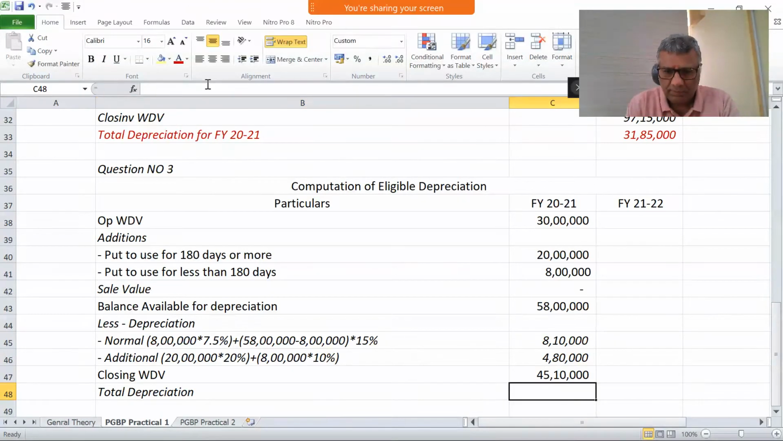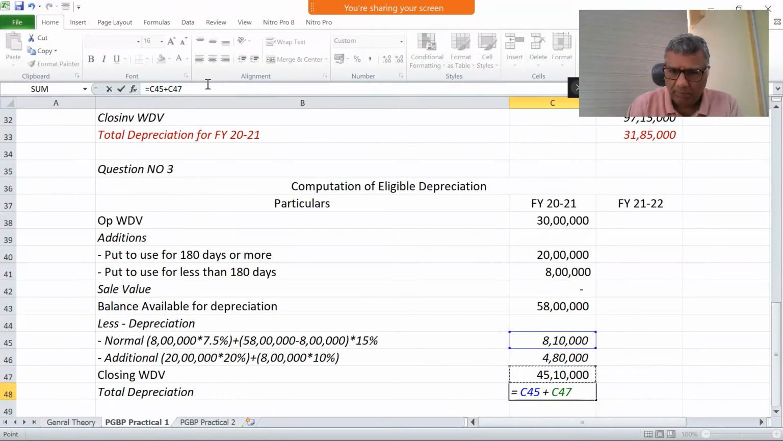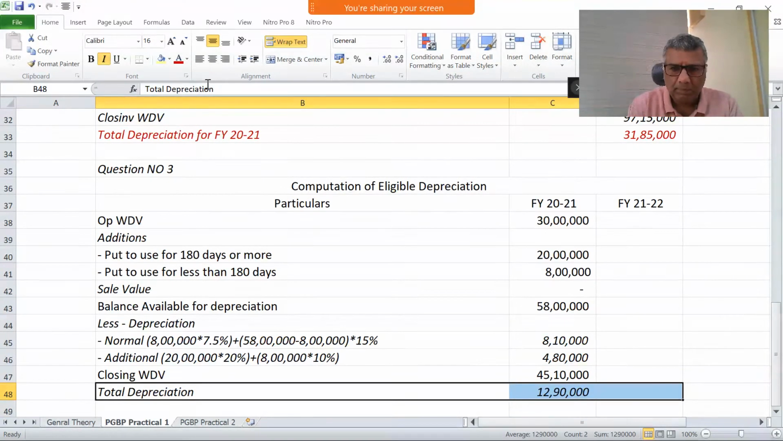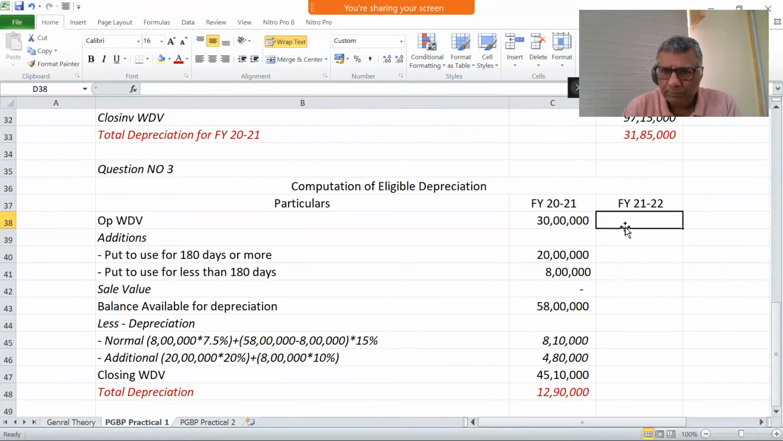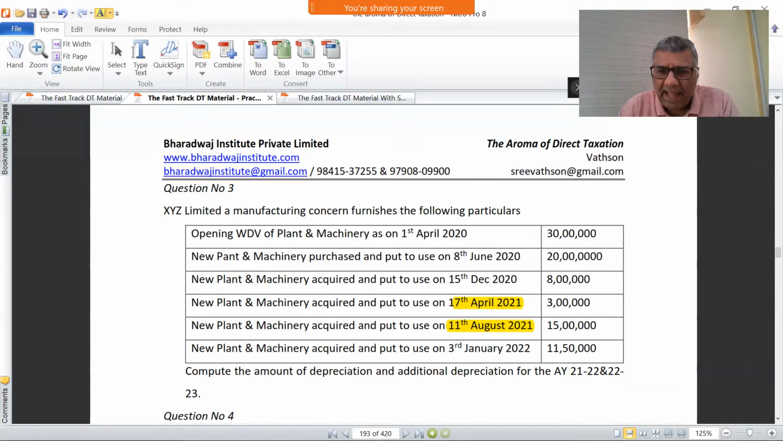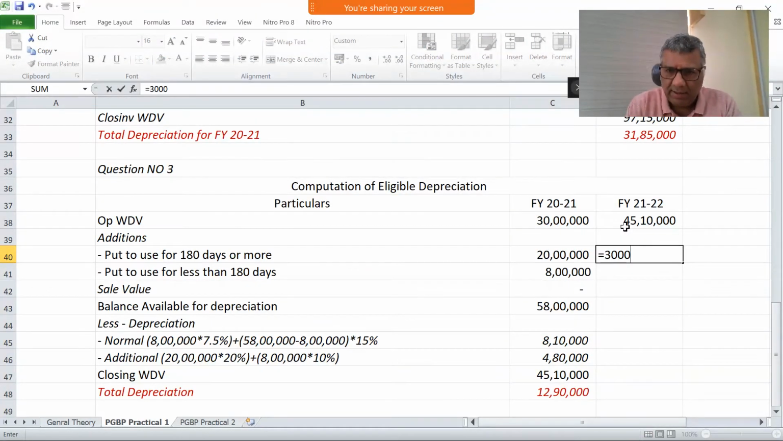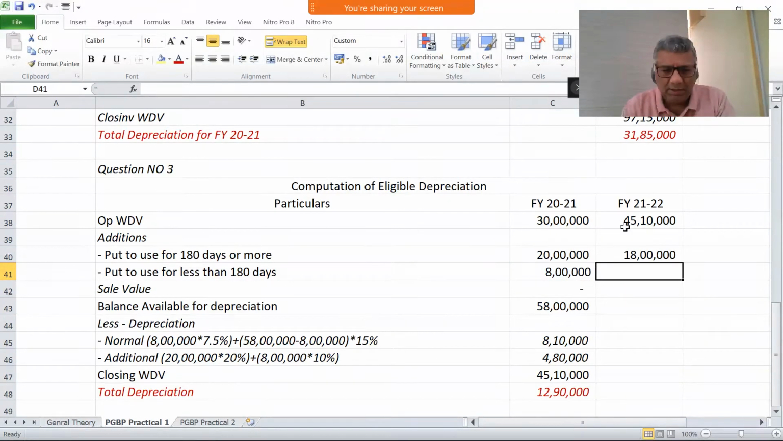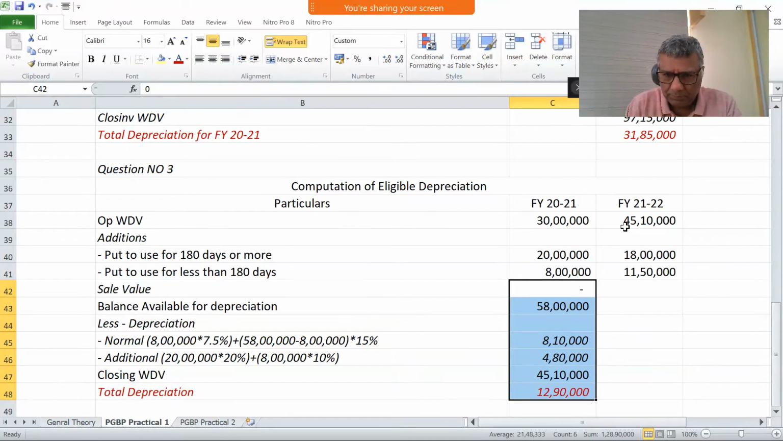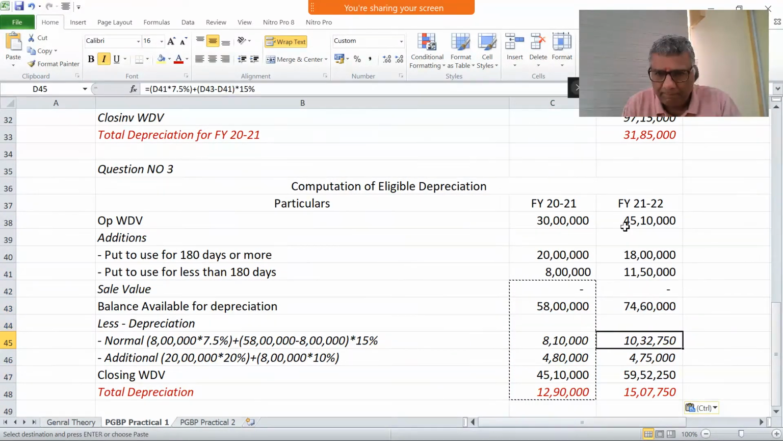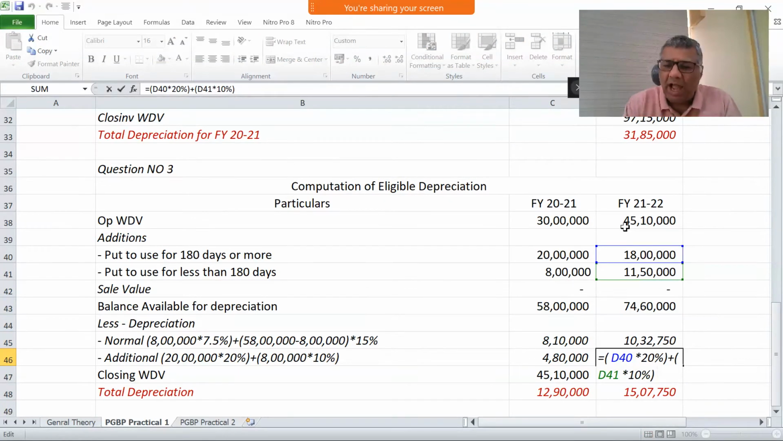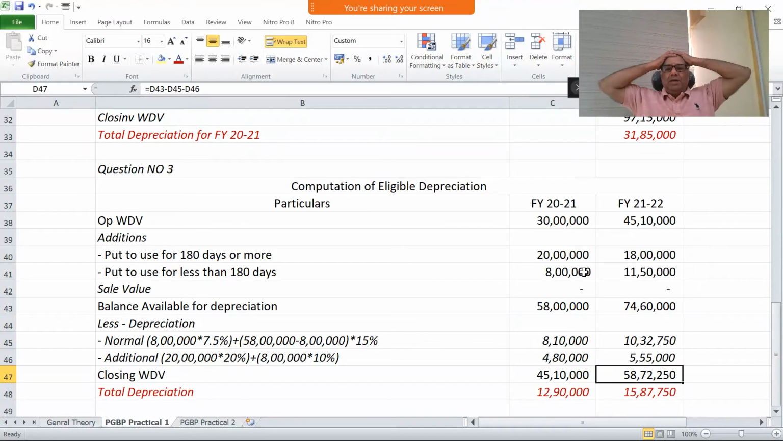Total depreciation. 18 lakhs and 11,50,000. 3 lakh plus 15 lakhs, both are more than 180 days. And here it is 11,50,000. In the additional depreciation alone, last year I claimed only 10%. I can claim the balance 10%. Check whether you are getting the same answers, please.